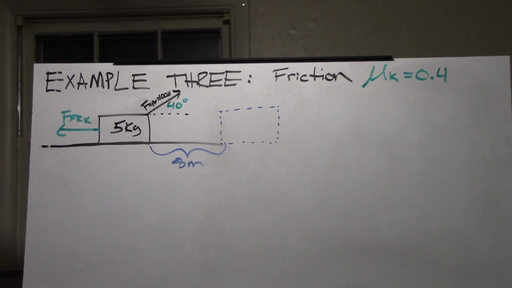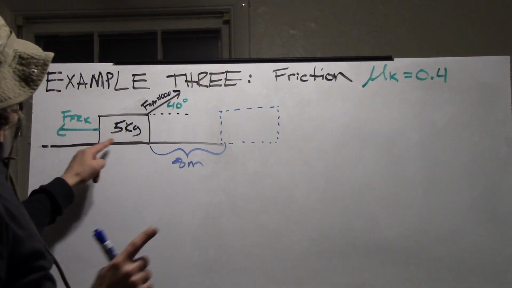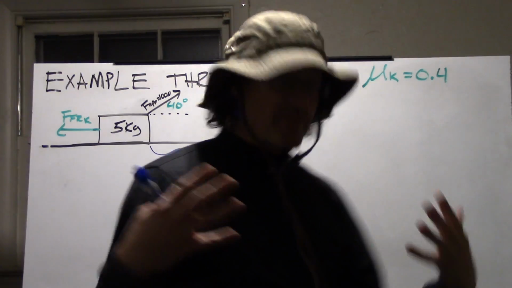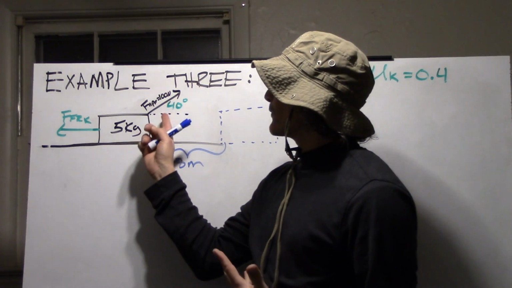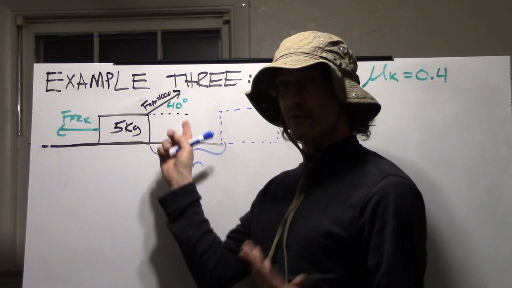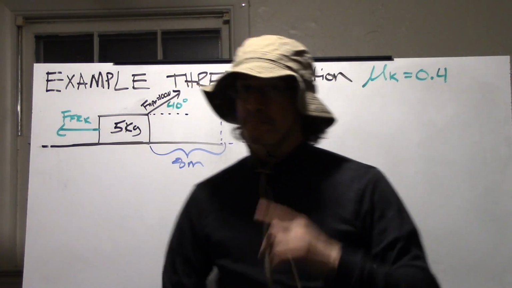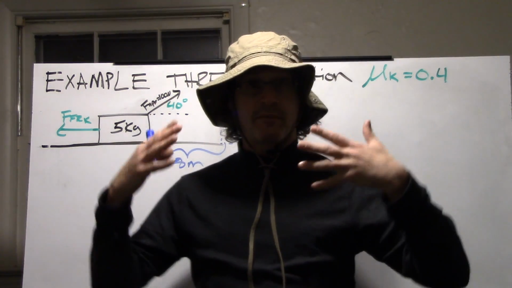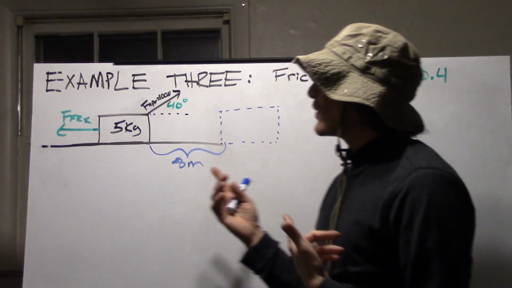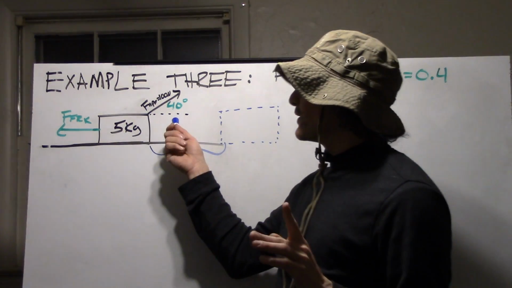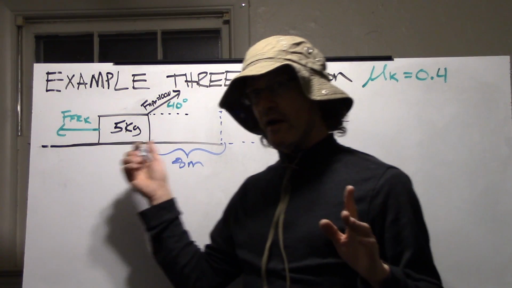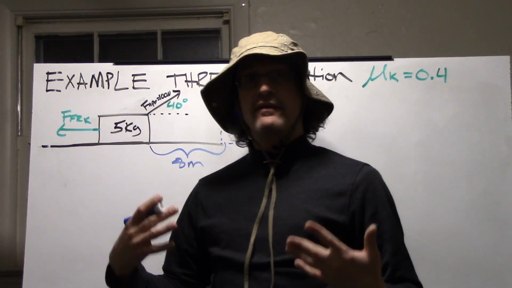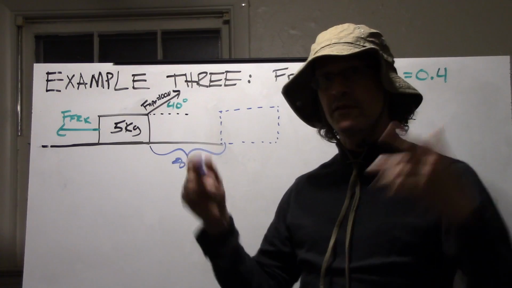Example 3, with friction. Mu kinetic is 0.4. What we have in this system is the same thing as before, except we've added friction. Force applied is 100 newtons at an angle of 40 degrees. We found that value before, and it would be good to park it. Once we develop things, we'll be able to use the results from example 2 to solve example 3. So this force is still going to do the same amount of work on this object. However, we have friction performing work in the opposite direction.